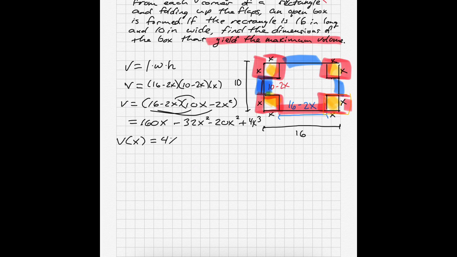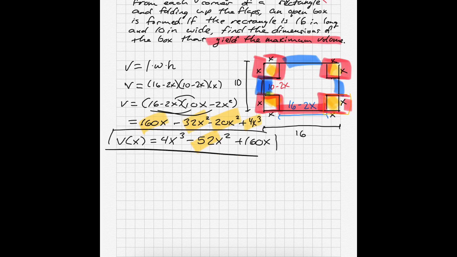So the volume as a function of x, let's see if I can rearrange. 4x cubed minus 52x to the second, and then plus 160x. Let me make sure I got all this right. I had 4x cubed, negative 32 minus another 20 is negative 52, and then plus 160. Okay, so there's my volume function.